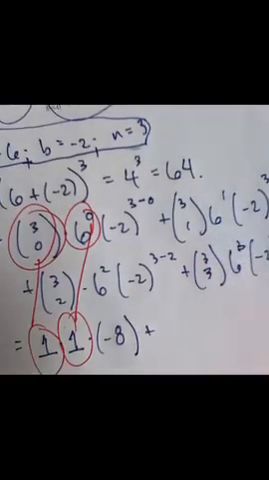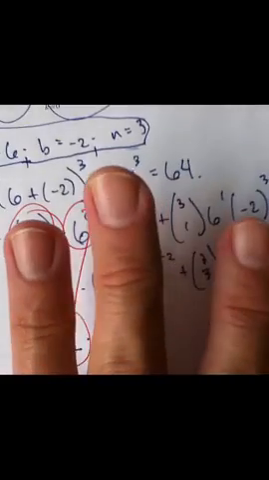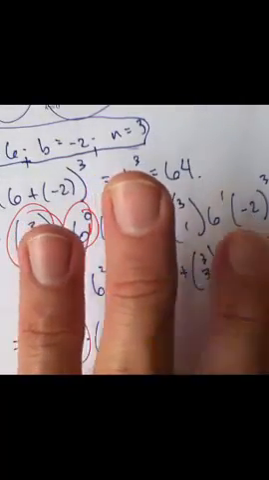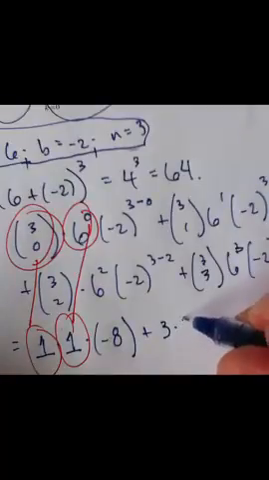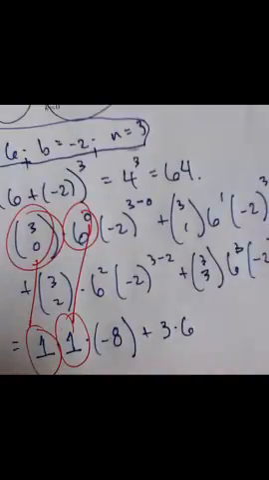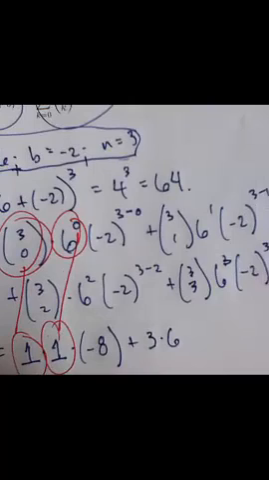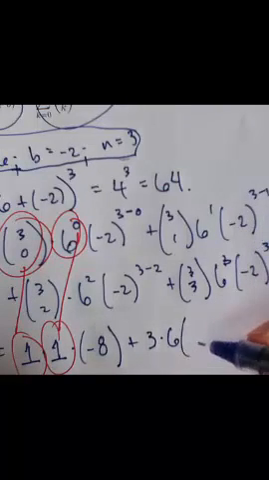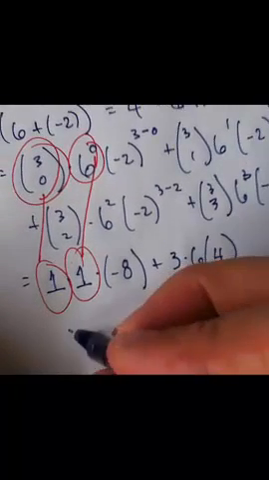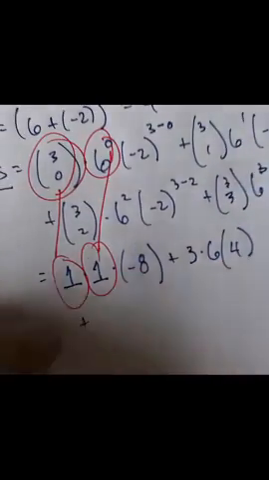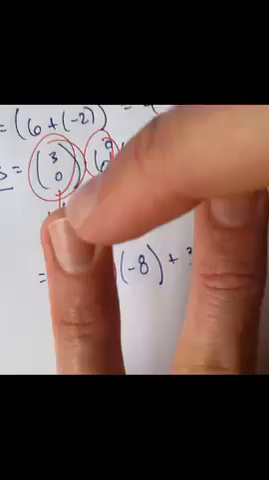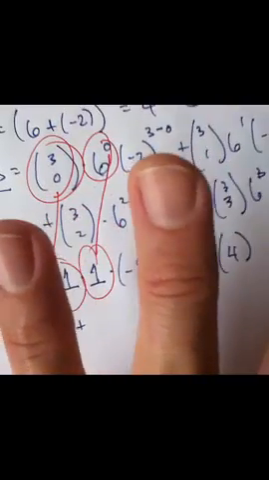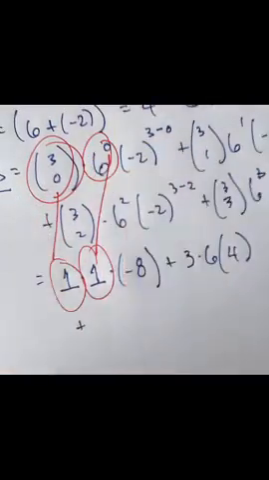And then 3 choose 1. If I have 3 things, how many ways can I choose one thing from the 3 things? 1, 2, 3. There are 3 different ways to do that. 6 to the first is 6. -2 to the 3 minus 1, which is 2, is -2 squared, which ends up 4. Plus 3 choose 2. How many ways can I choose 2 things from 3 things? Look, 1, 2, 3. There are 3 subsets of size 2 in a set of 3 things.